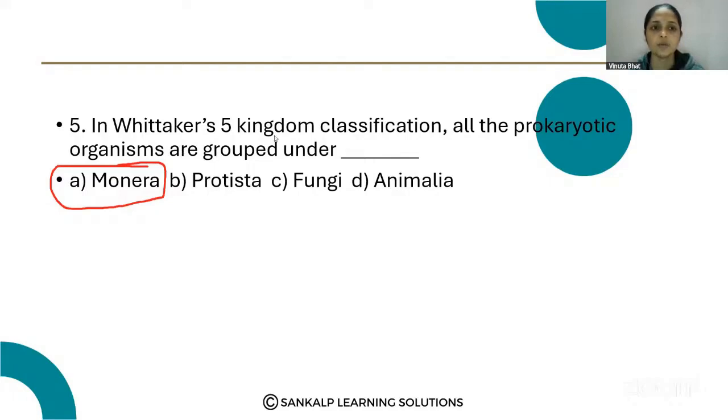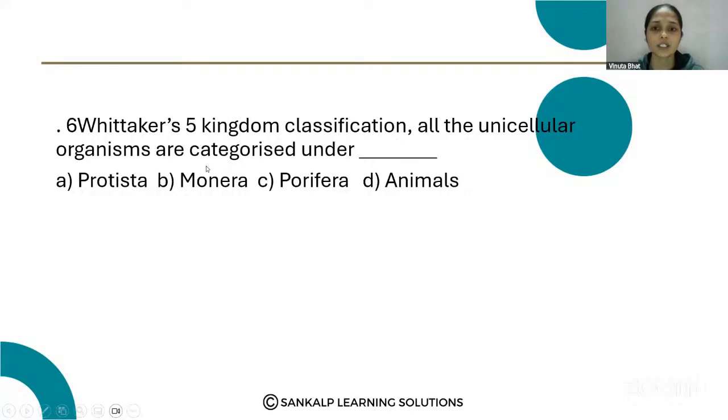Next question. In Whittaker's five kingdom classification, all unicellular organisms are categorized under, and one more point we should add, unicellular as well as eukaryotic organisms. What is the correct option? Protista, Monera, Porifera, or animals. The correct option is Protista.